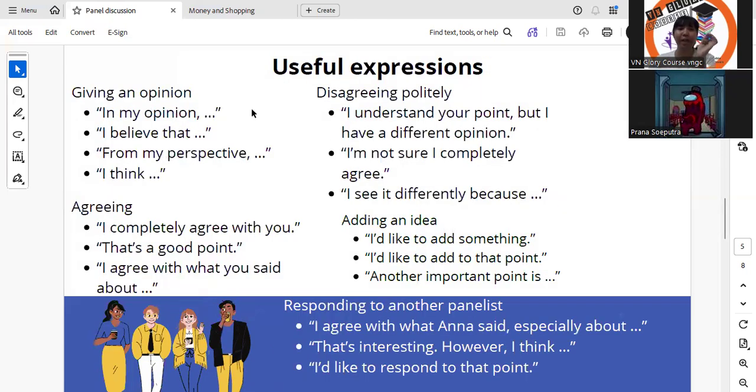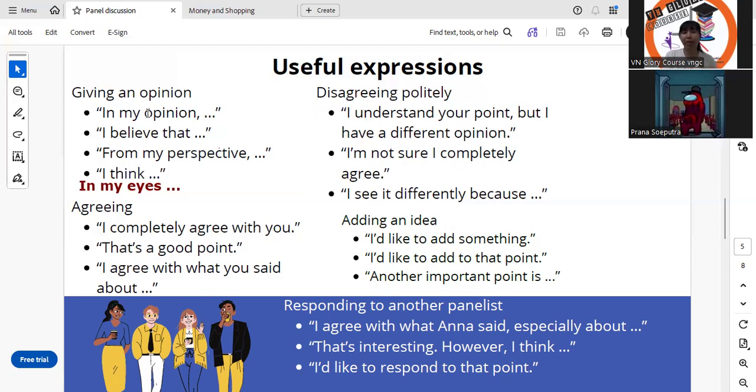Okay, let's continue. Let's talk about the useful expressions that you can use before we practice. The first one, when you want to give an opinion, you can use 'in my opinion.' You can also say 'I believe that,' 'from my perspective, I think,' or 'in my eyes.' That's when you want to give an opinion.